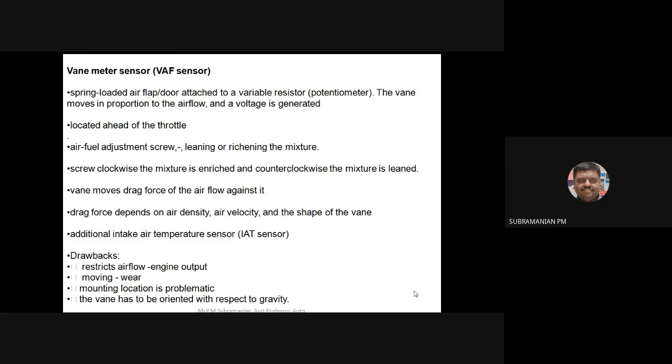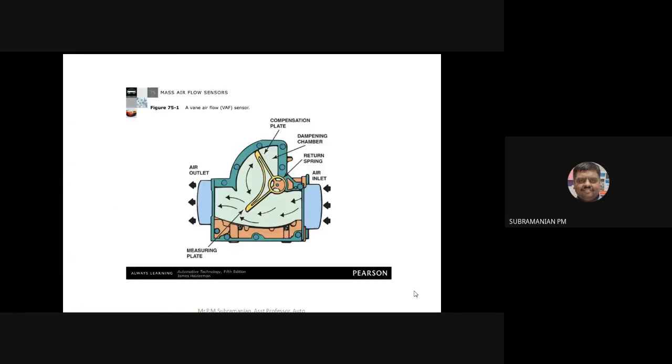So how is it going to work? Let me show the sketch, then you'll know it. Okay. So this one is a vane. This one is a rotating element, the vane. Air will be flowing because I am going to measure the airflow. So air will be flowing over this vane, so my vane will be moving. Based on this movement, I can predict my mass airflow.